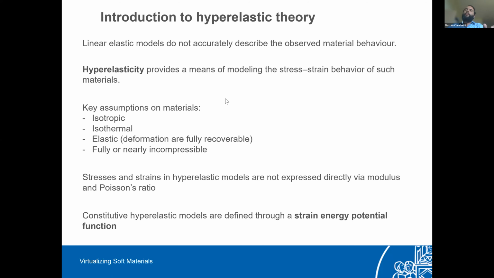So let me go through the way to virtualize this kind of behavior. As you saw, this highly nonlinear behavior is not something that a linear elastic model can really catch. So there are some hyperelastic models that are instead used for this, and they are able to model this very peculiar stress strain behavior. There are some key assumptions that we should keep in our mind. That the material is assumed to behave isotropically, so it means that whatever is the direction of the loading condition, it is going to behave the same.